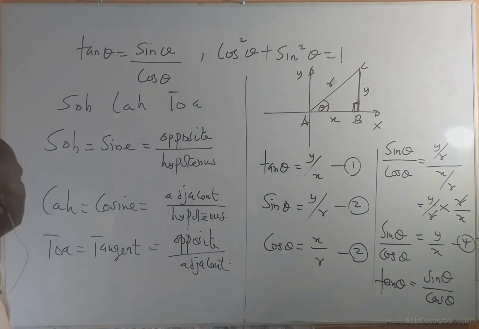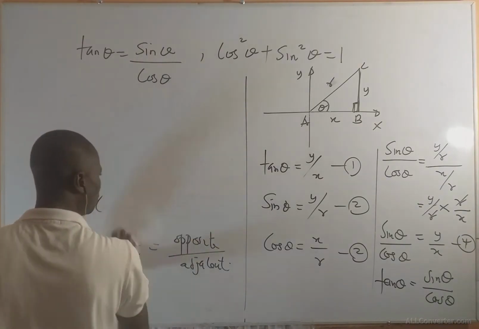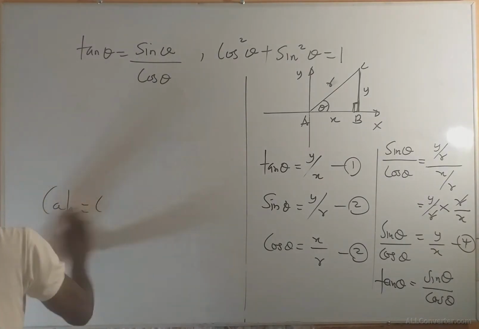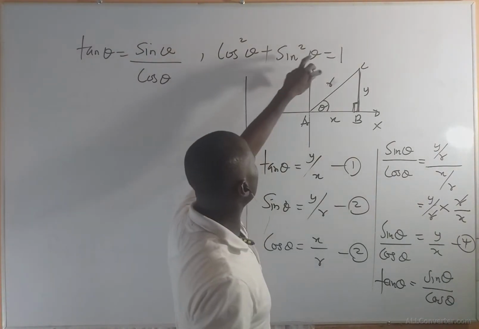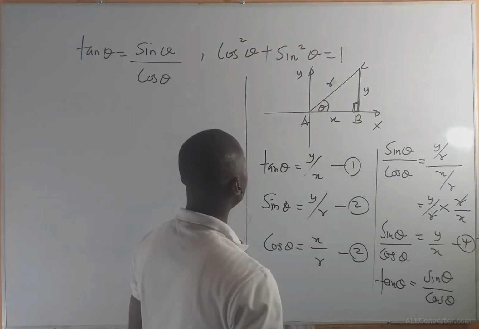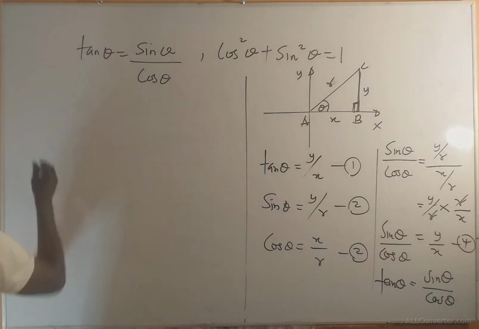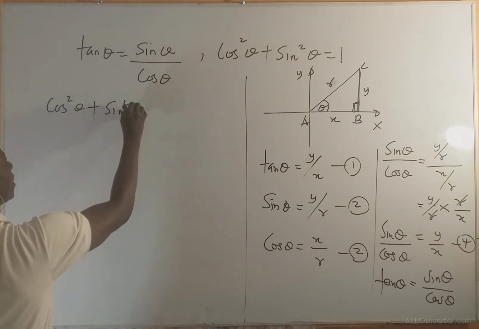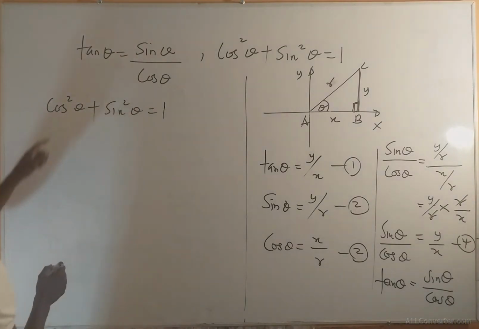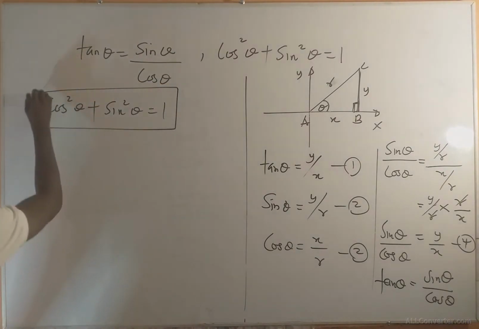Now, let's get this off and try to see how best we can also prove from the same diagram that cos square theta plus sine square theta is equal to 1. Okay, so we are proving that cos square theta plus sine square theta is equal to 1. We are now proving that this is equal to 1.